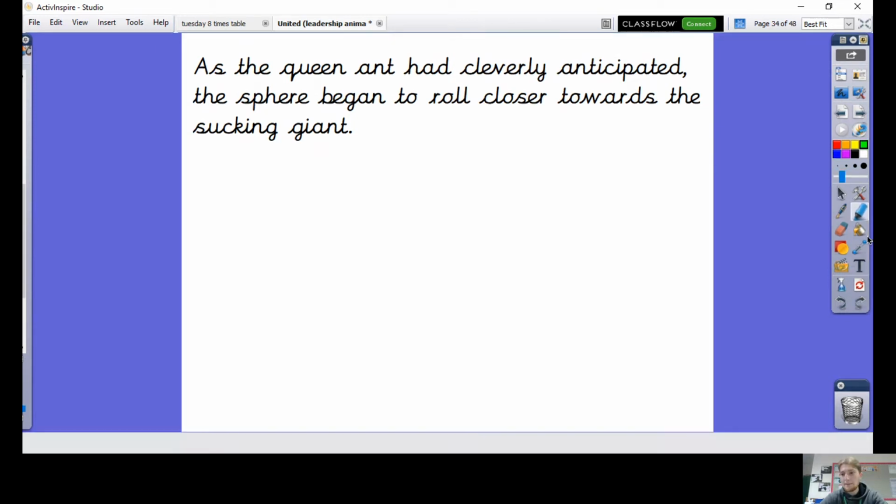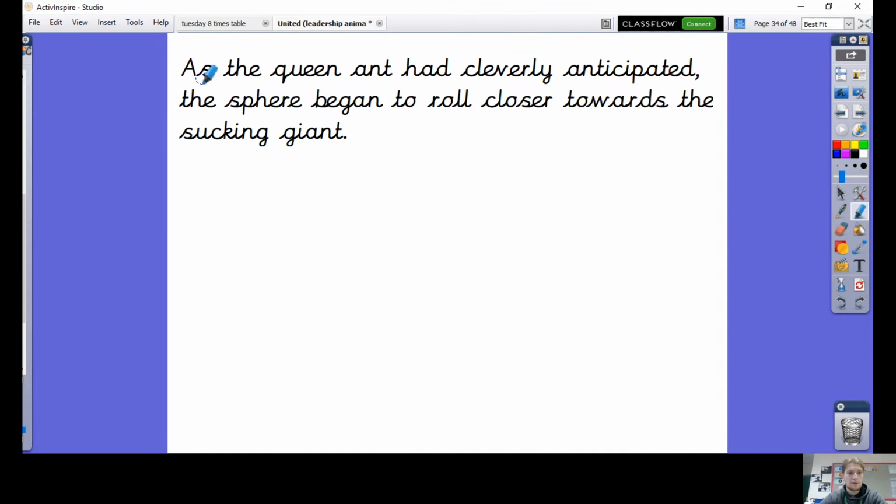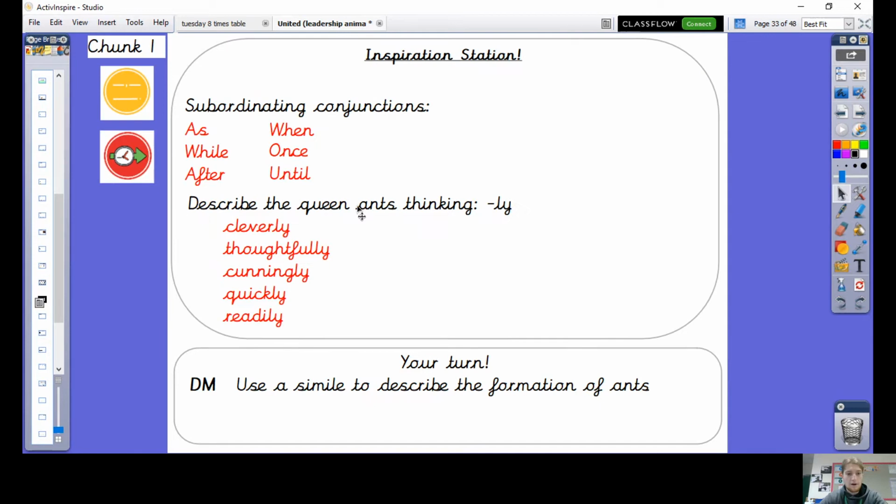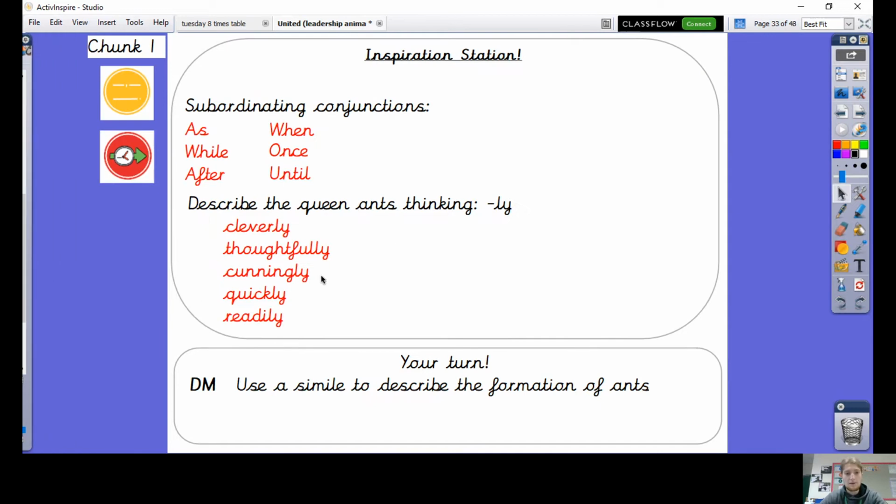I'm going to quickly highlight in blue just the subordinating conjunction that I used, so as, and I'm going to highlight in yellow the adjective that I used, which is cleverly. Okay, brilliant. Right, so now it's your go to write your first chunk. Use the words that I've got here, use some words that you may have written in your inspiration station, and then if you want to deepen the moment, maybe try to use a simile to describe the formation of ants. So pause the video now, write your first chunk, and then we can move on to chunk 2.